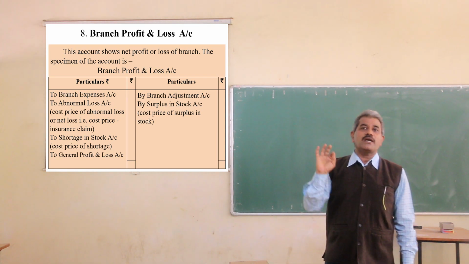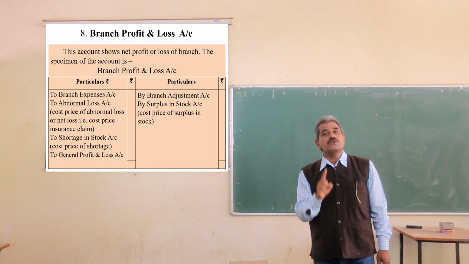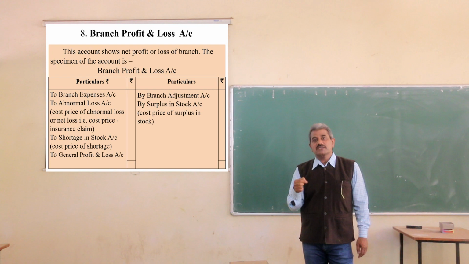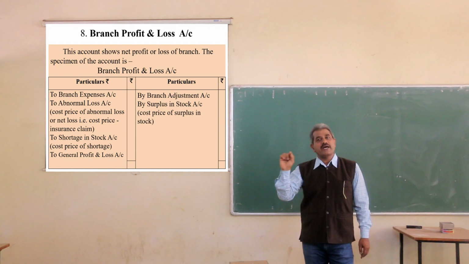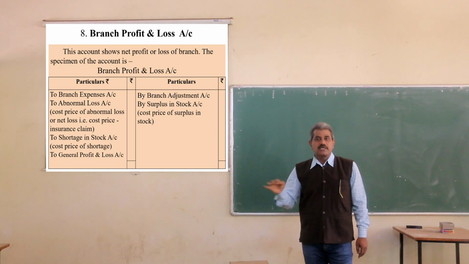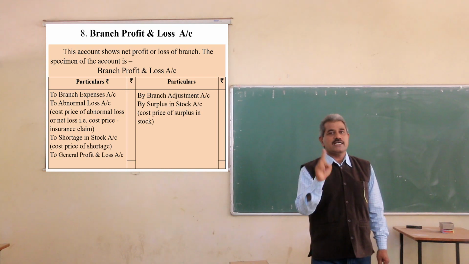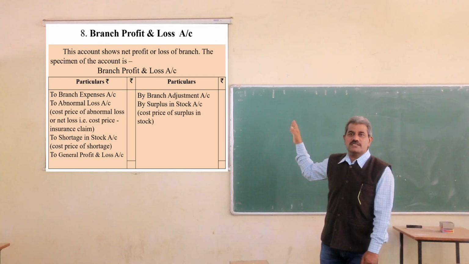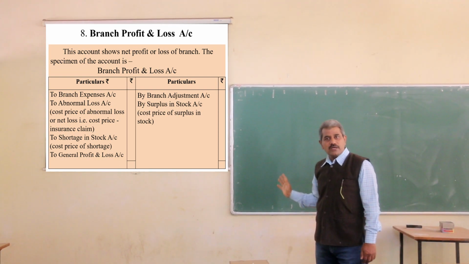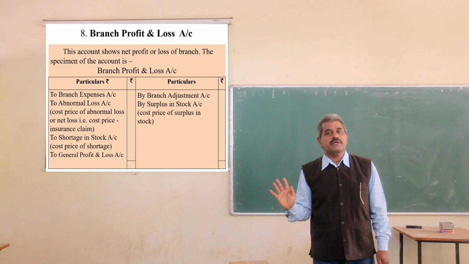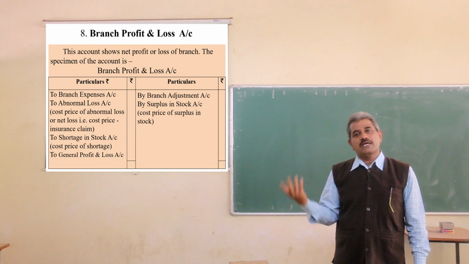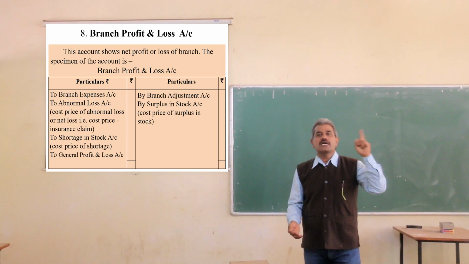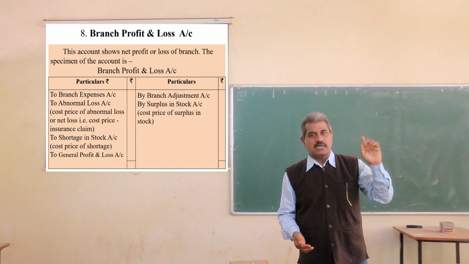Then you have to record abnormal loss at cost price. If the goods are insured and the amount is received from the insurance company, or the insurance company admitted the claim, find out the net loss and record it. Also you have to record shortage at cost price. And if there is a surplus, you have to take it into consideration on the credit side. Calculate the missing figure or balancing figure. It will be net profit or net loss. This branch profit or this branch loss will be transferred to the general profit and loss account.